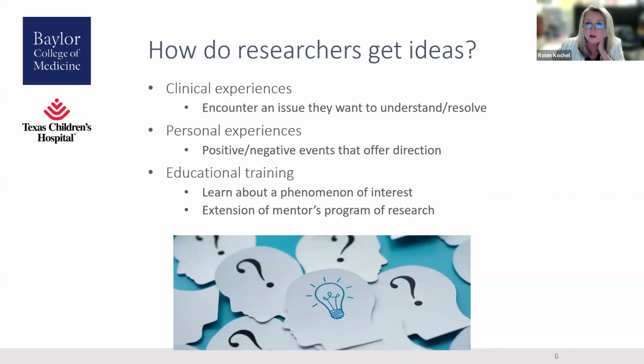So, how do researchers get their ideas? Well, there are lots of things that could influence how and what investigators choose to study. Sometimes it could be influenced by clinical experiences. So, for example, a clinician may encounter a particular issue that they want to understand or resolve. I have a colleague in Australia, a developmental pediatrician, and she became interested in researching the phenomenon of regression or skill loss in children because of a patient that she had.